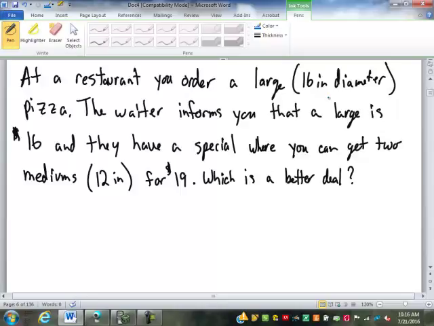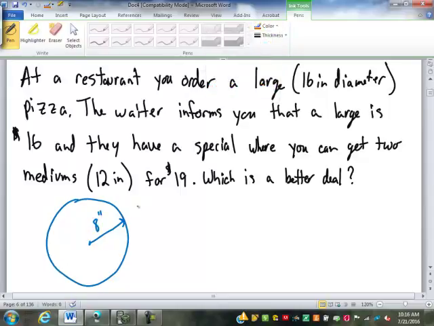Just couldn't get it through his head. So what is this? Well, the 16-inch pizza. It's not the 16 inches that we're concerned with. What are we concerned with? We want the radius, which would be how much? 8 inches.